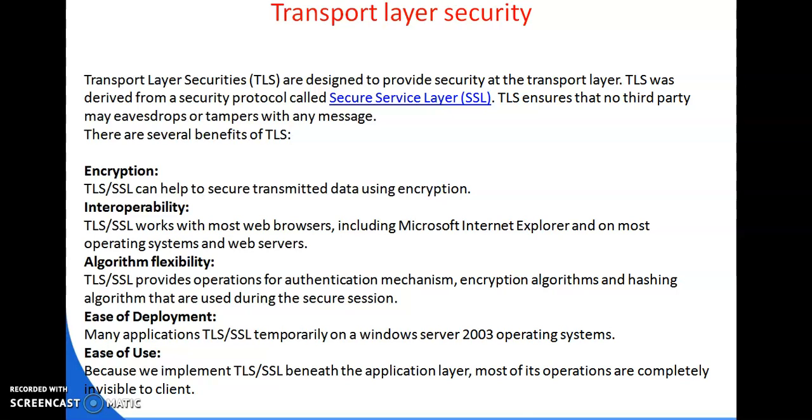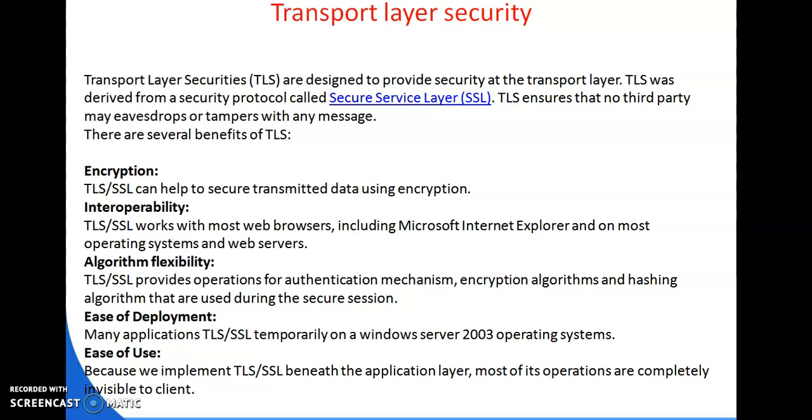Encryption, interoperability, algorithm flexibility, ease of deployment, ease of use. So encryption: TLS SSL can help to secure transmitted data using encryption. Interoperability: TLS SSL works with most web browsers, including Microsoft Internet Explorer, and on most operating systems and web servers.